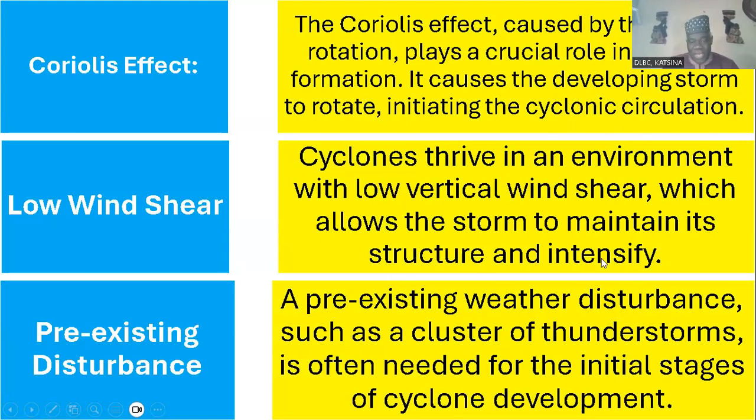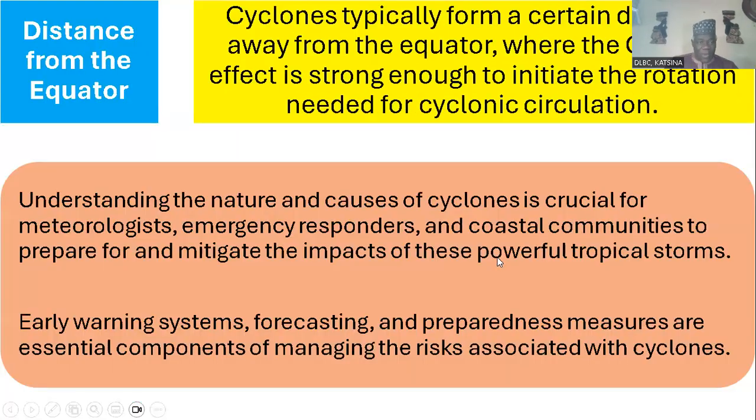Then you have low wind shear. Cyclones thrive in an environment with low vertical wind shear, which allows the storm to maintain its structure and intensity. Then they also form from a pre-existing disturbance. A pre-existing weather disturbance, such as a cluster of thunderstorms, is often needed for the initial stages of cyclone development. Then distance from the equator. This also is related to the Coriolis force. So the farther from the equator, the stronger will be the effect that will initiate the cyclonic circulation.